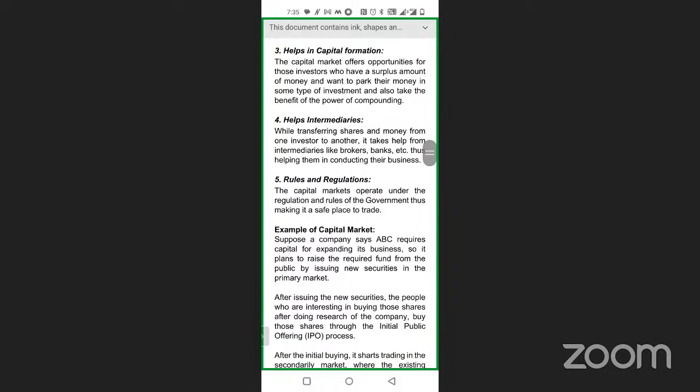Fifth one is rules and regulations. So it is the major role of the capital market that it tries to implement and control the rules and regulations of SEBI for safe trade, so that investors feel safe while they make the investment.